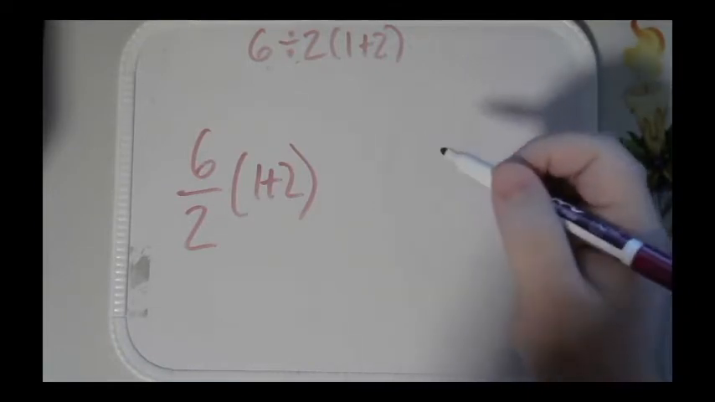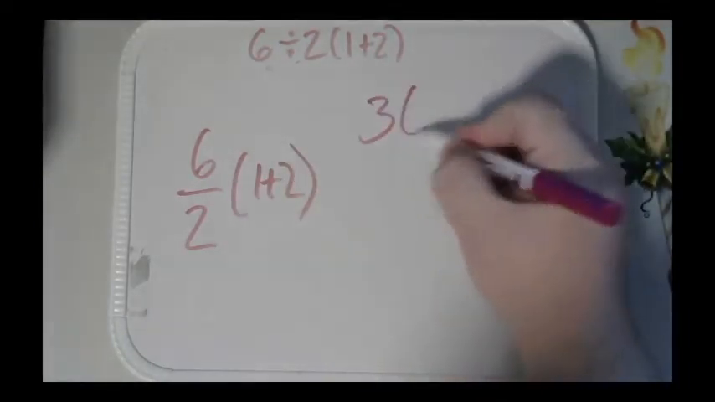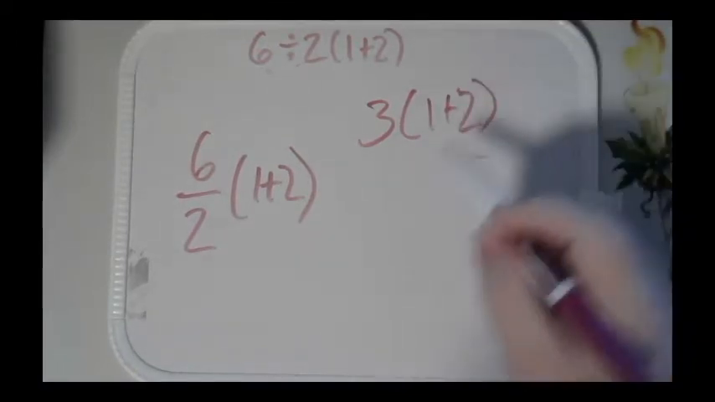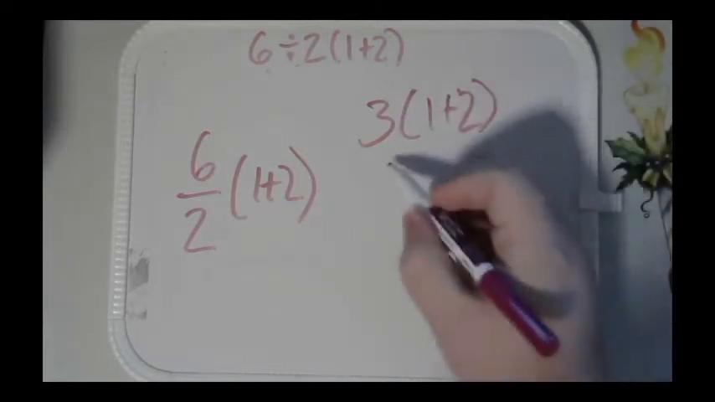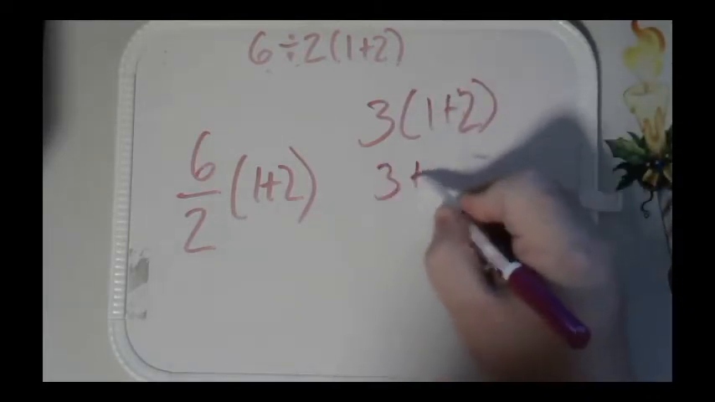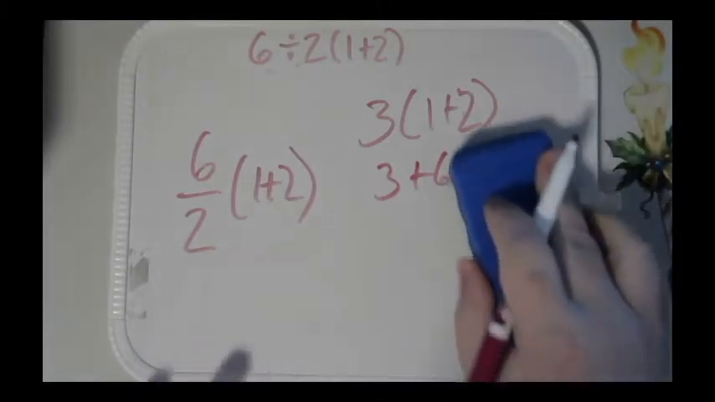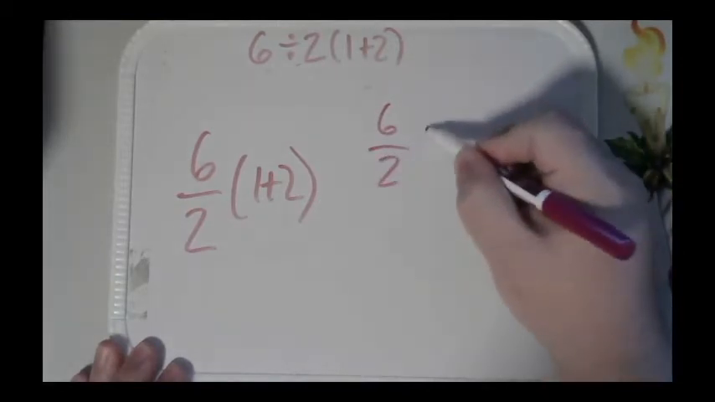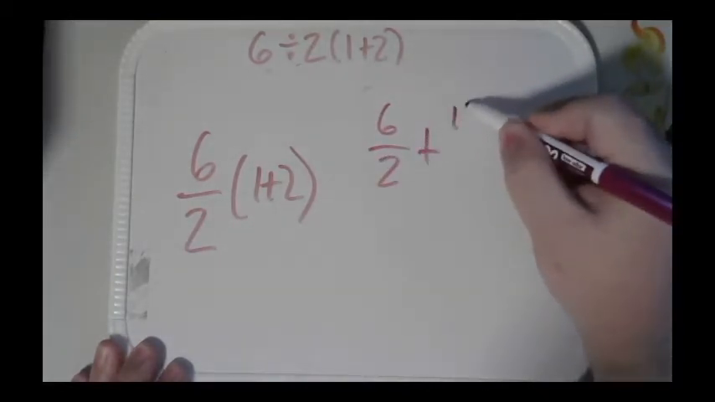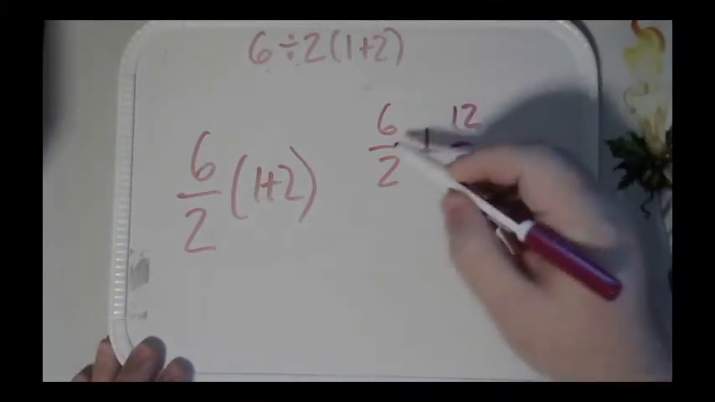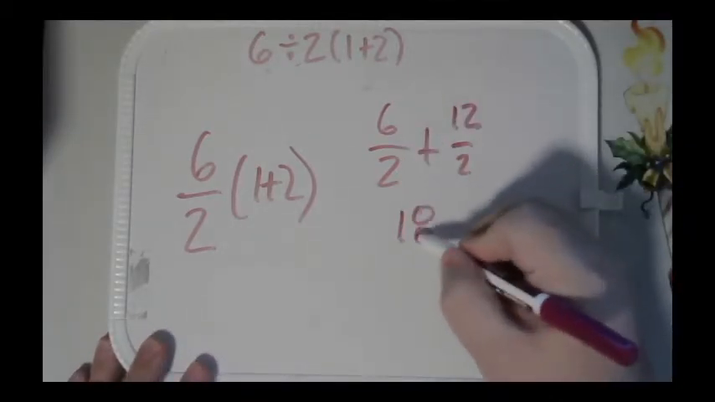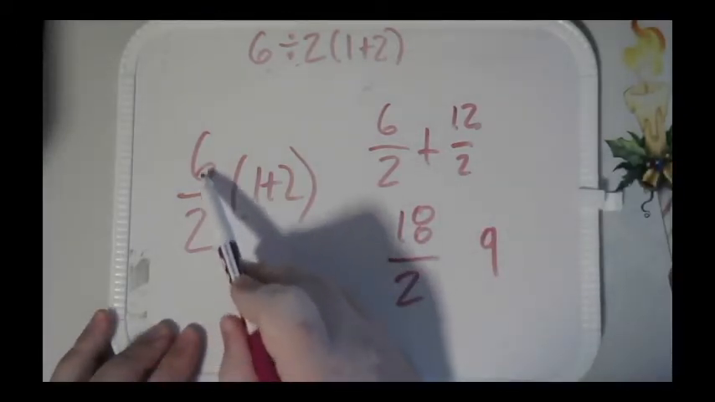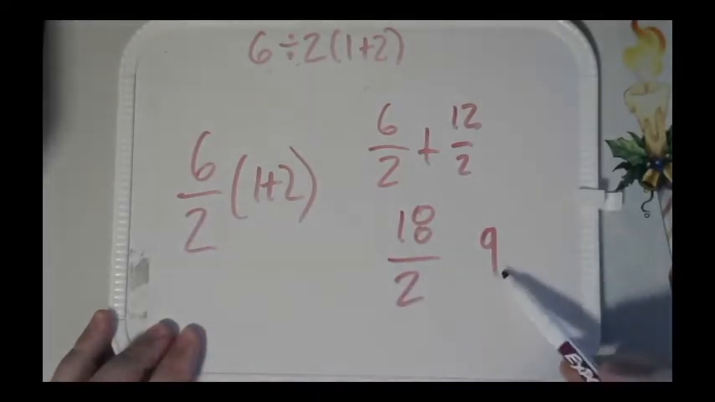Let's say 3 times 1 plus 2. Then you distribute. You get 3 plus 6, which will equal 9. Or how about you just distribute the fraction as is? You get 6 divided by 2 plus 12 over 2. And then you add those together, get 18 over 2, which is then equal to 9. If you go 6 divided by 2 as a fraction by itself, you will always get the answer 9.